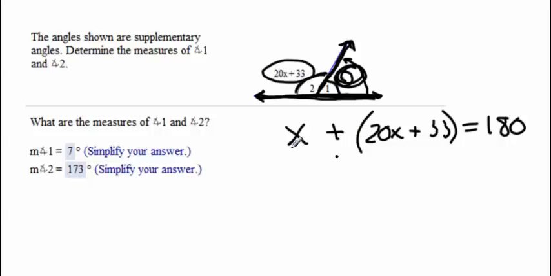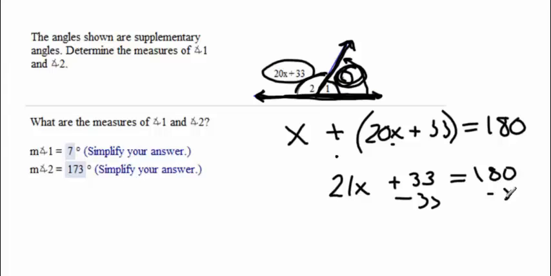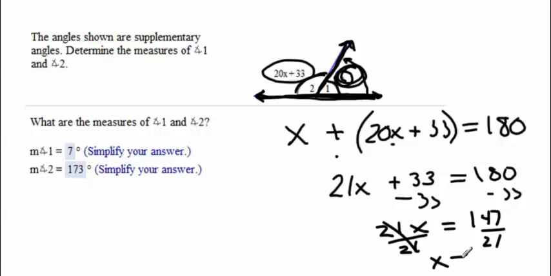Now when we're adding like terms, x plus 20x would be 21x plus 33, which is not like to it because it doesn't have an x after it. It's just a constant. And then to solve for x, we would subtract 33 from both sides. So we'd have 21x is equal to 147. And if we would like to know what x is, we'd have to divide by the coefficient of 21 on both sides. And x is equal to 147 divided by 21, which works out to be 7.